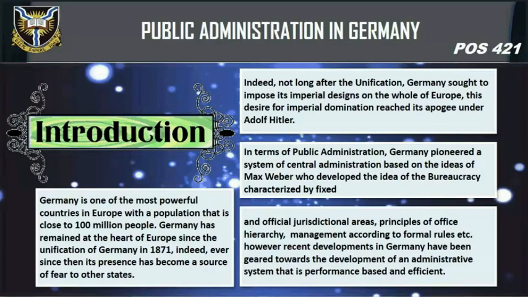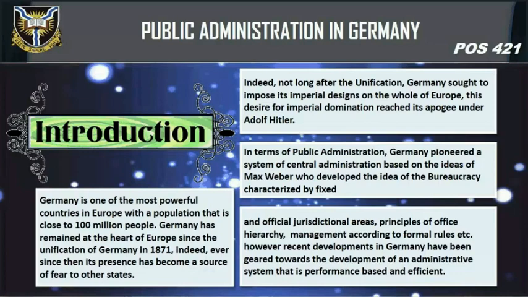Germany has remained at the heart of Europe since the unification of Germany in 1871. Indeed, ever since then, its presence has become a source of fear to other states. Indeed, not long after the unification, Germany sought to impose its imperial designs on the whole of Europe. That is, this desire for imperial domination reached its apex under Adolf Hitler.